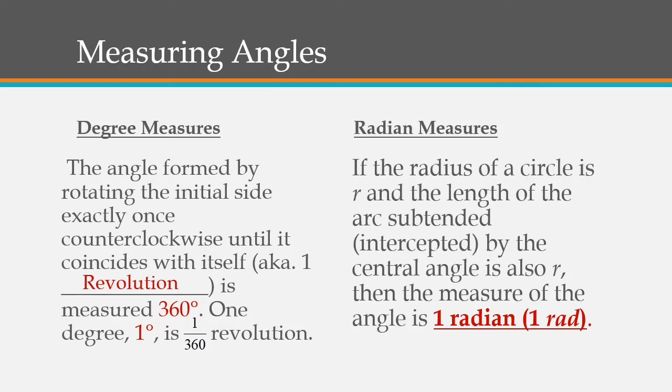If the radius of a circle is r and the length of the arc intercepted by the central angle is also r, then the measure of the angle is 1 radian. So if you go 1 radius around a circle, the angle that you get from that is 1 radian. We'll take a closer look at that in the next slide.